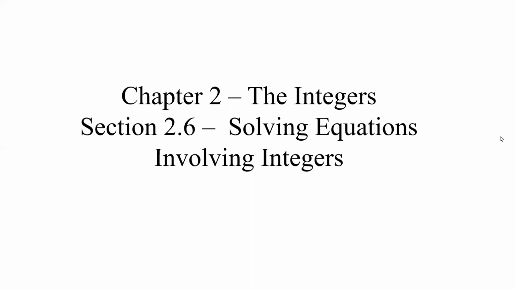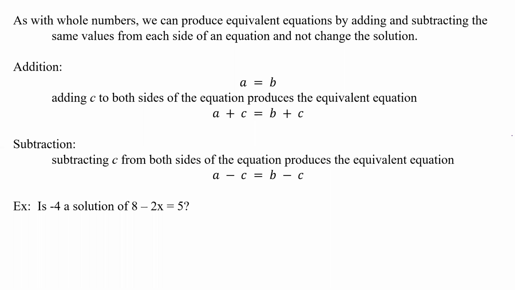Okay, here we are in chapter 2 on the integers. This is section 2.6 on solving equations involving integers. So as with whole numbers, we can produce equivalent equations by adding and subtracting the same values from each side of an equation and not change the solution.